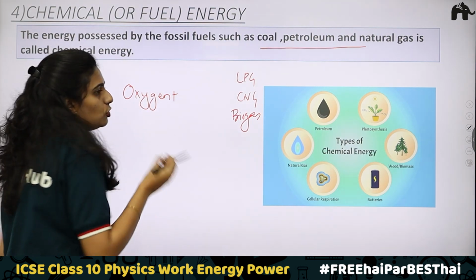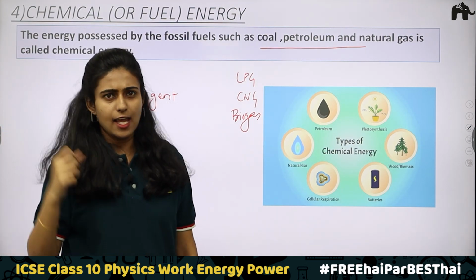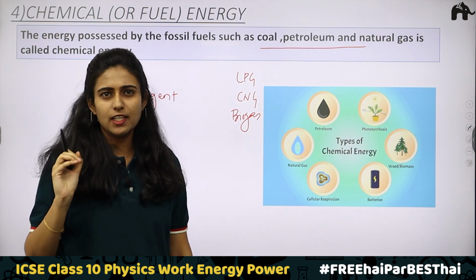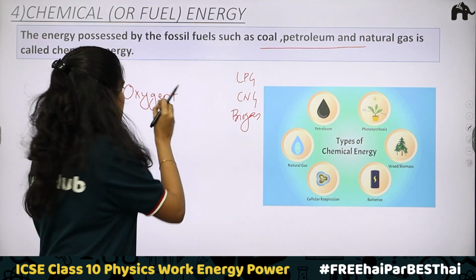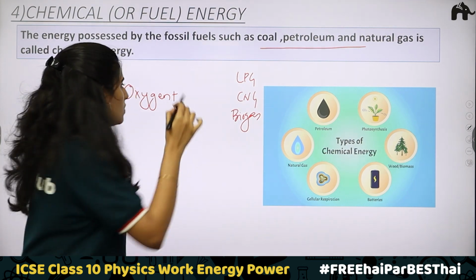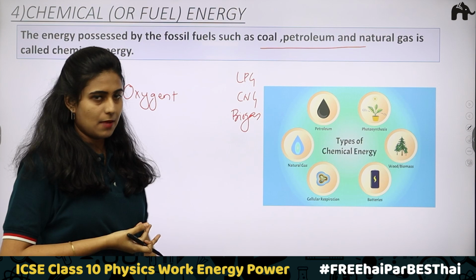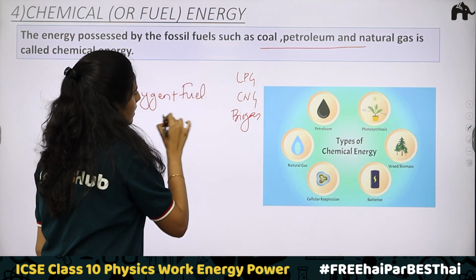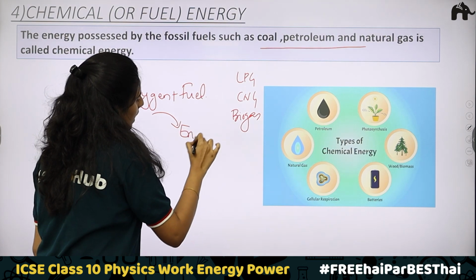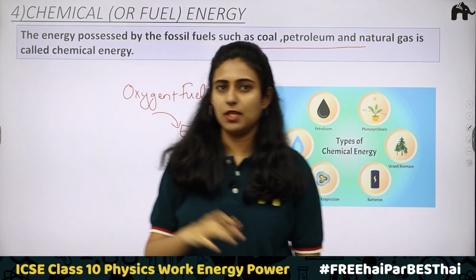For example, if you want to burn a paper, by burning a paper you are getting heat energy and light energy. You have to supply heat, like using a candle, you can burn a paper. You are supplying a minimum amount of heat. So in the presence of oxygen, a combustion reaction is happening. When fuels are burned in the presence of oxygen, you will be getting energy. This type of energy is fuel energy or chemical energy.